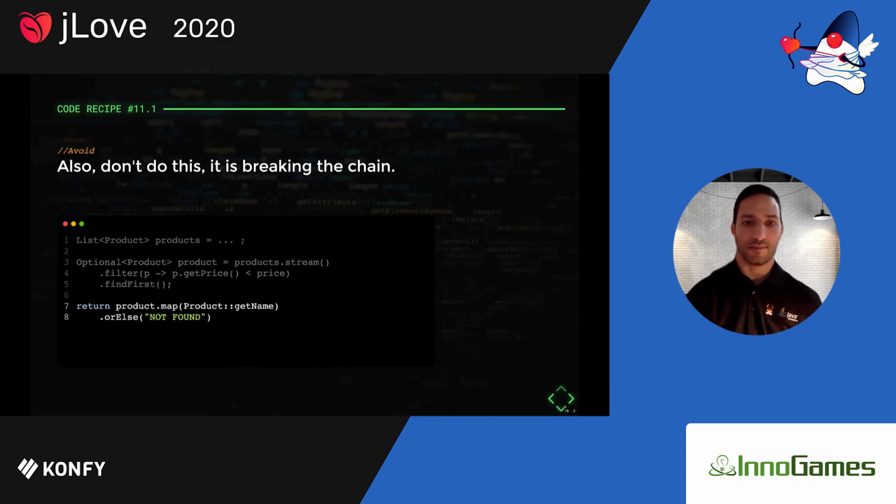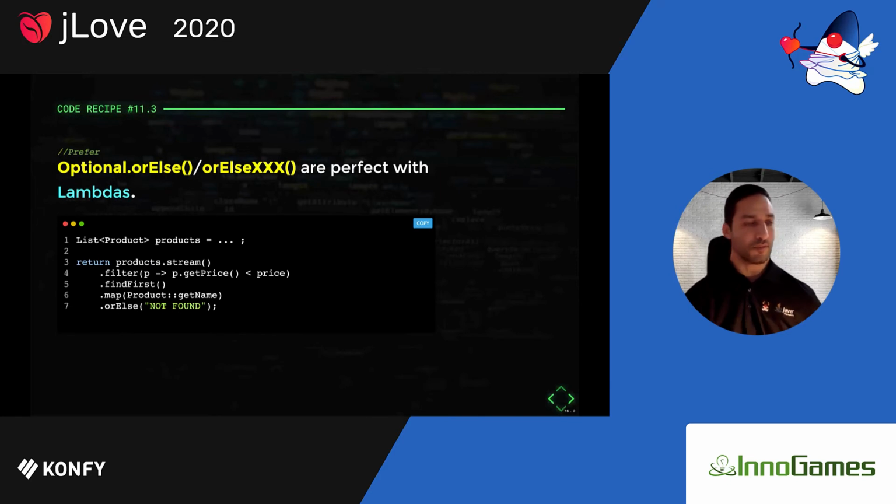So much more productive, as you might imagine, it will be like this: filter, findFirst, then map, give the name because it's already the product item, and then convert it to just a name. And if you found it, it will be okay. If not, just orElse not found. And you have all your code in one step.